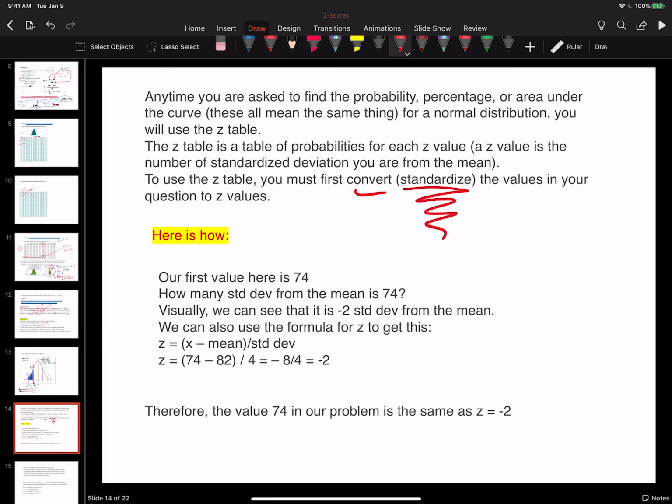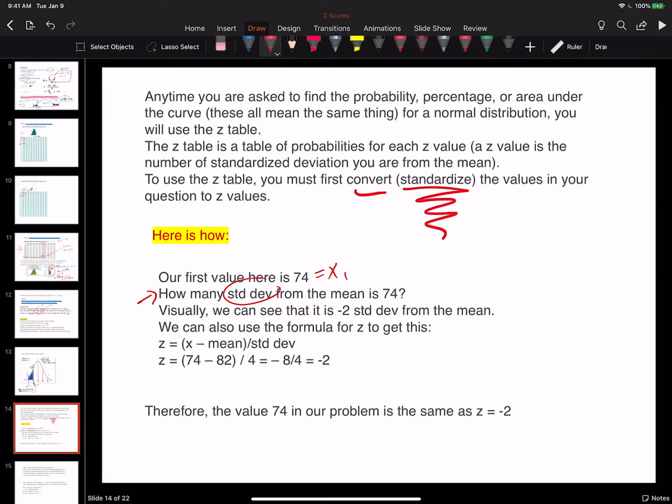Here's how. Our first value here is 74. So we have x1, 74. How many standard deviations from the mean is 74? That's the idea of z. Z is always saying how many standard deviations. If z equals 1, that means you are above the mean by 1 standard deviation. If z equals 2.5, that means you are above the mean by 2.5 standard deviations. Visually, we can see that it is -2, and it makes sense.